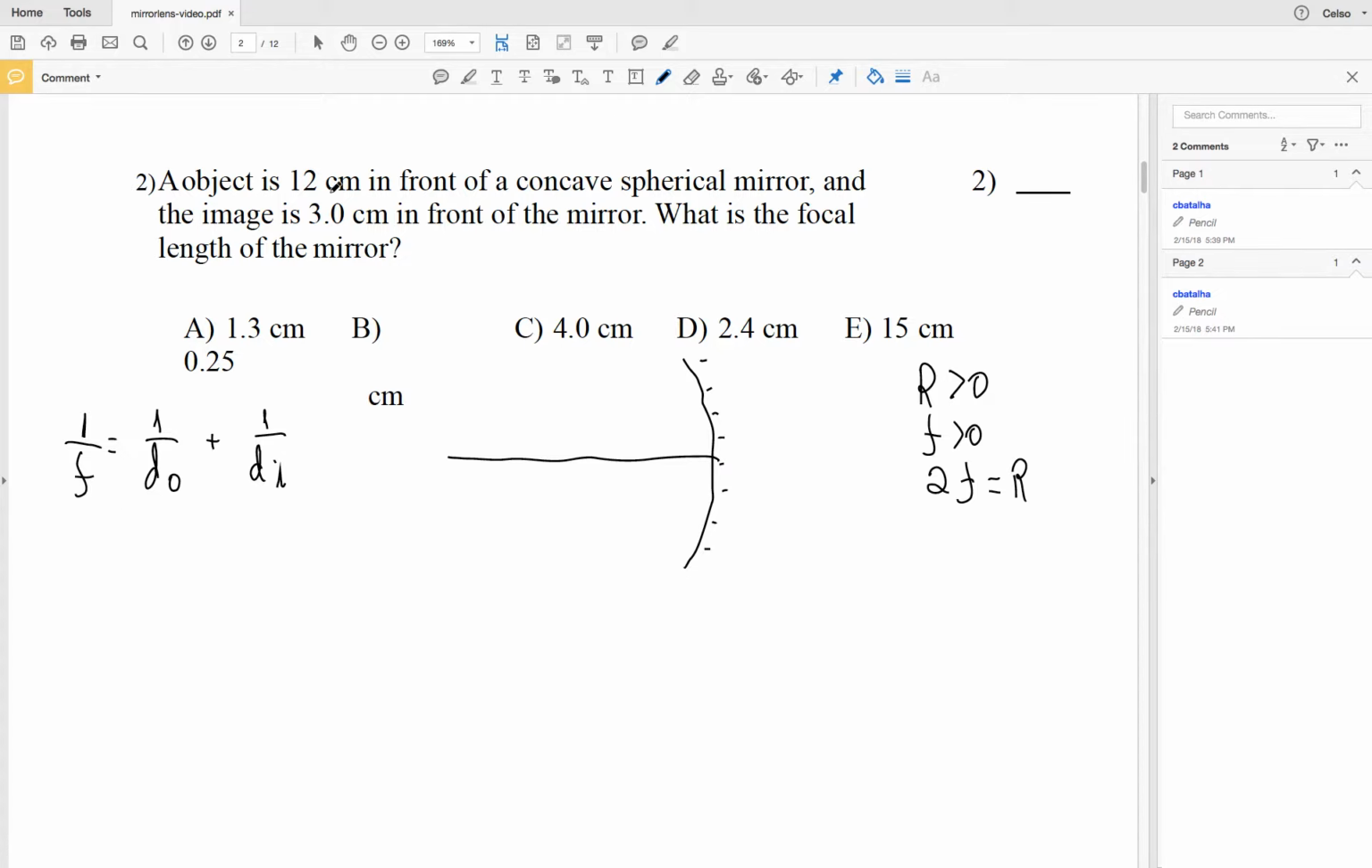We have an object that is 12 centimeters in front of a concave mirror, and the image is also given in front of the mirror. So let's put the object here, and the distance object, DO, is basically this. This is DO. Since it is said the image is also in front of the mirror, the distance image should be placed with a positive number in your equation.